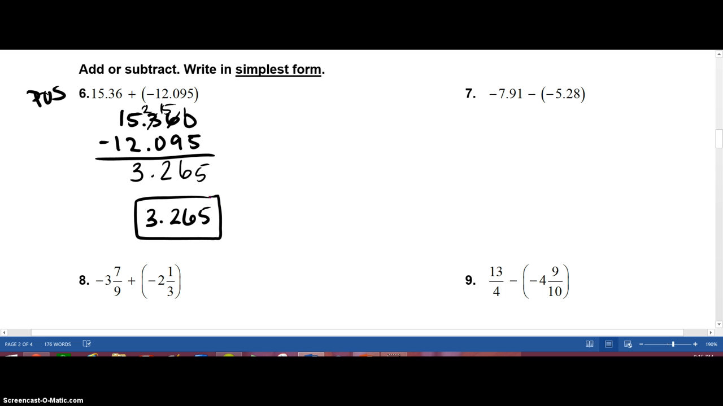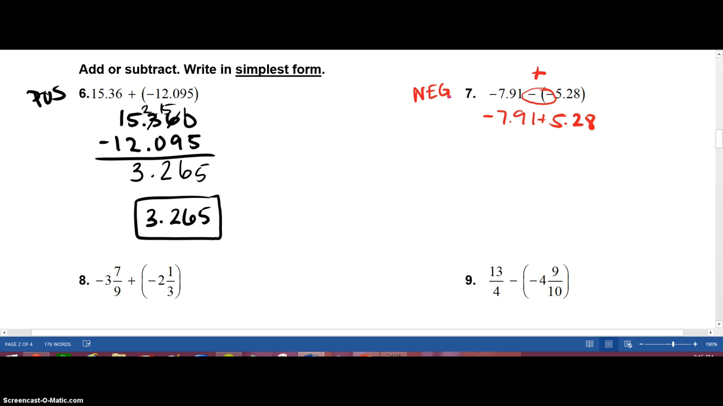Number 7, I have negative 7 and 91 hundredths minus a negative 5 and 28 hundredths. So I have, again, these two negative signs next to each other. It makes a positive sign. Two negatives make a positive there. So I have negative 7.91 plus 5.28. Am I going to have more negatives or am I going to have more positives? Here I have more negatives, so this will be a negative answer. Make sure we check our sign at the end.